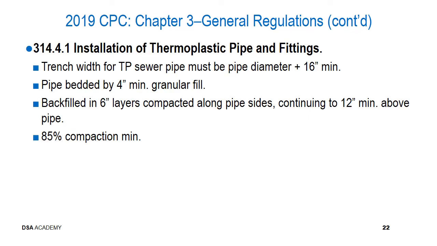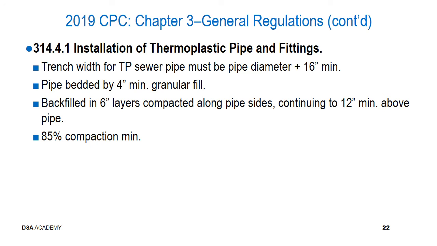Chapter 314.4.1 specifically addresses the installation of thermoplastic pipe and fittings. Now, this particular section was new to the 2016 edition of the CPC, and it's worth addressing here as well in this summary of the 2019 CPC, because in 2016 it was a relatively new product that was being used in underground applications. And these requirements are specific to this type of piping, and the requirements being this.